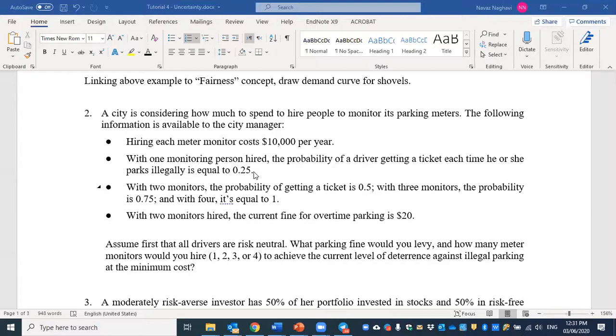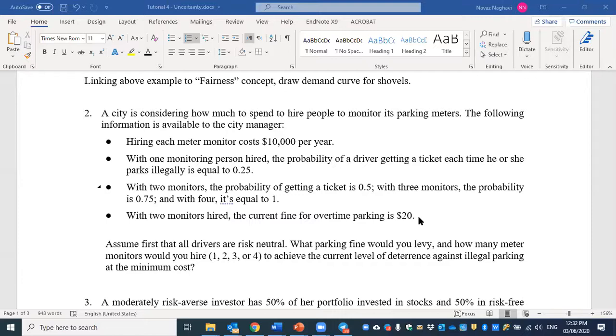is 0.75. And then if we get four, definitely whoever is parking illegally, they will be caught because the probability is one. So now, these are the information on the probability. This is the information of the cost. The last one is saying that with two monitors hired, the current fine for the overtime parking is 20. So this is talking about the current situation, right? What is the current situation? That with two monitors, so first of all, we know that we have two monitors, and we know that the fine here is equal to 20.